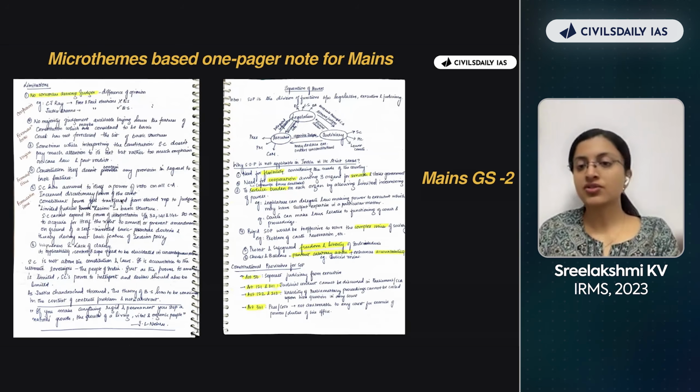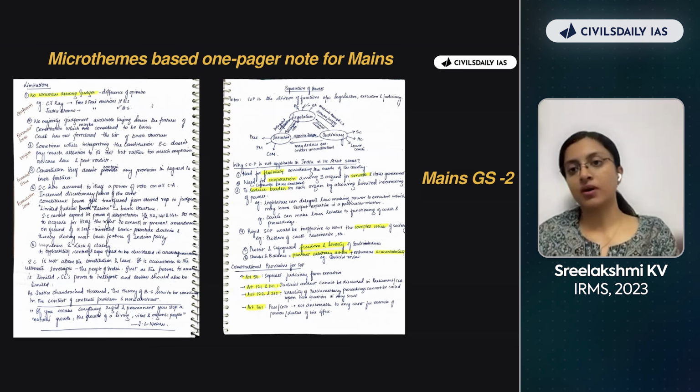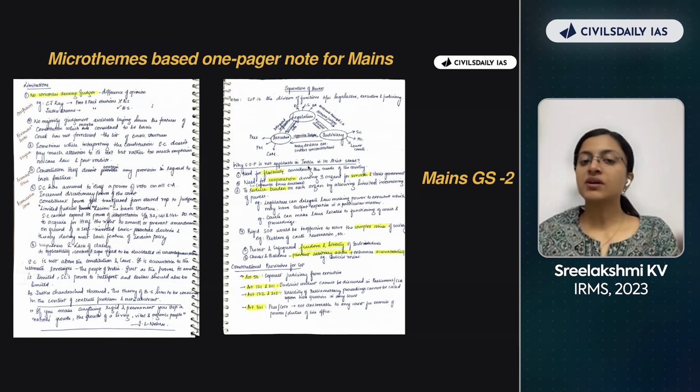Then limitations of basic structure doctrine, what can be done, that has been covered in this. Then next important micro theme is separation of powers. Again, a simple introduction for separation of powers, a diagram representing separation of powers and checks and balances. Right? Why separation of power is not applicable in India in its strict sense.